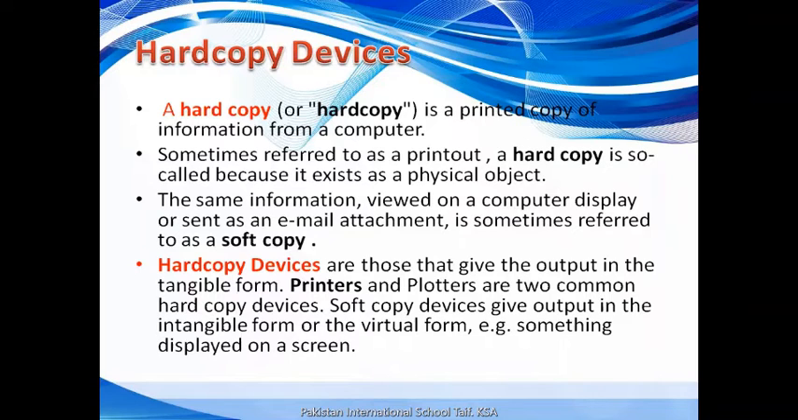The same information viewed on the computer display or sent as an email attachment is sometimes referred to as a soft copy, the digital form. But the hard copy in your hands is the tangible form which you can touch and move easily. So hard copy devices are those that give the output in tangible form. Printers and plotters are two common hard copy devices, and soft copy devices give output in intangible, virtual form, e.g. something displayed on a screen in digital form.